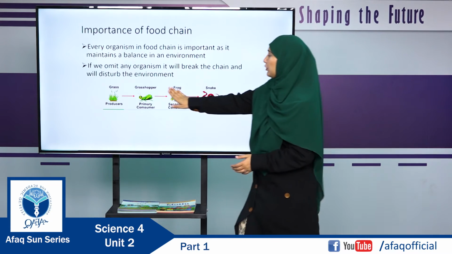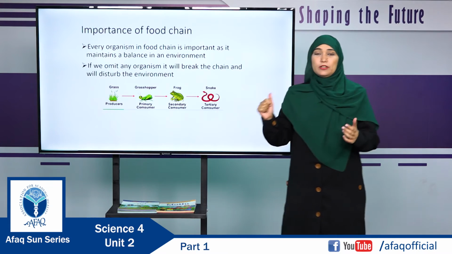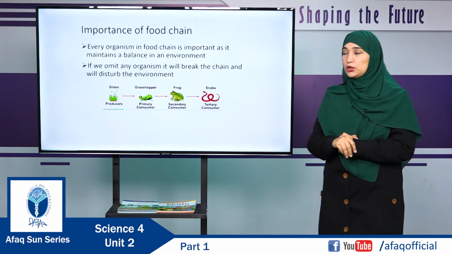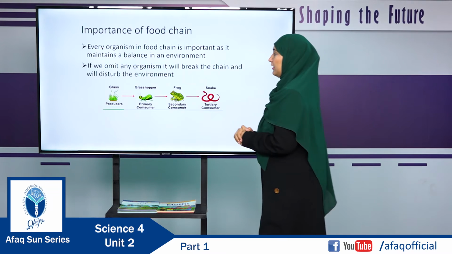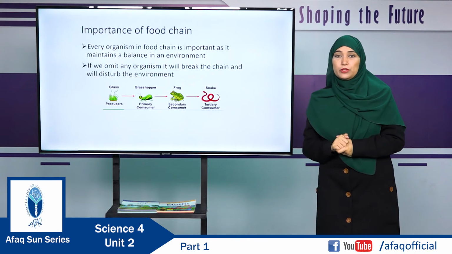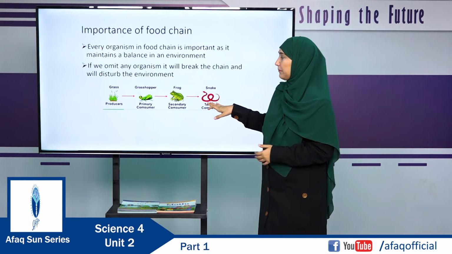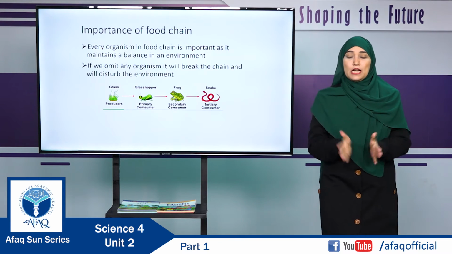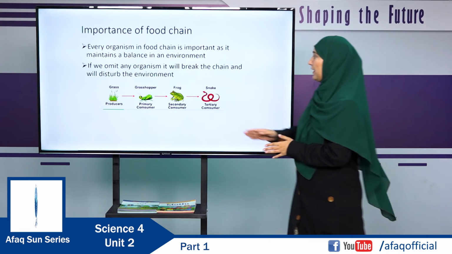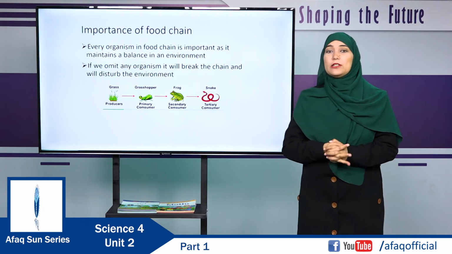If we omit grasshopper from here, frog will not get food. What will they eat? So, frog will die. And when frog will die, the snake will not get their food. So, it will affect snakes as well. If we omit grasshopper, it will also affect frogs as well as snakes. And in this way, it will affect the whole ecosystem.